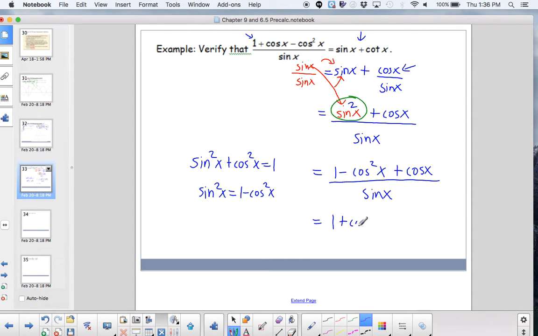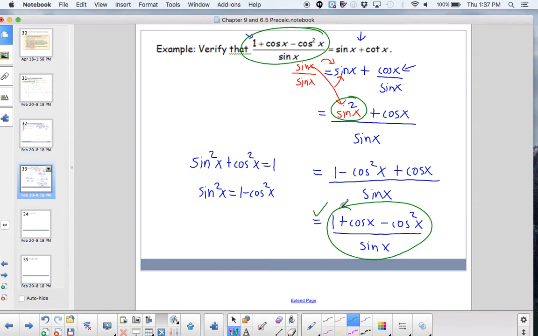1 plus cosine x minus cosine squared x over sine x. And then we realize it checks out. We have exactly what we have. That is equal to that. So here we've chosen to just alter one side of the identity and set it equal to this side.